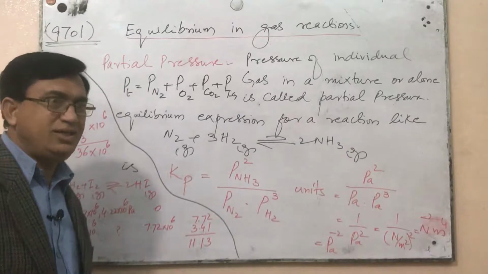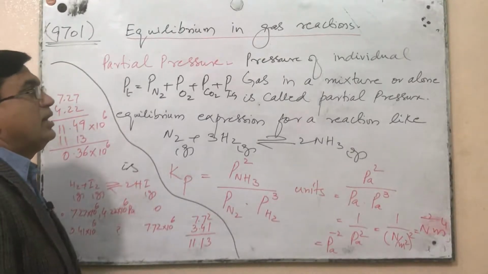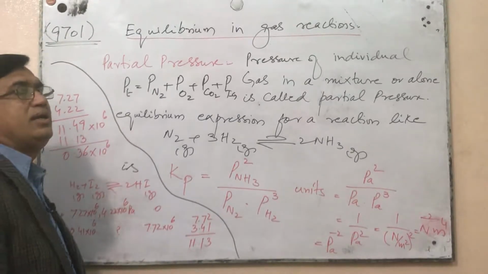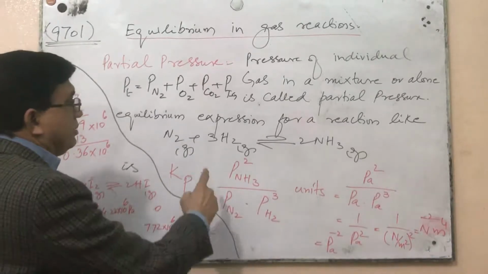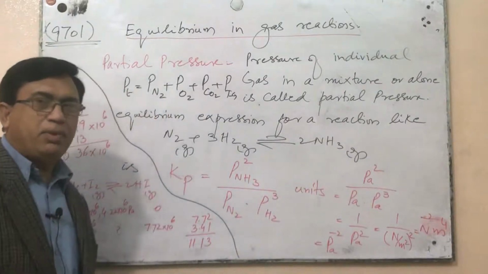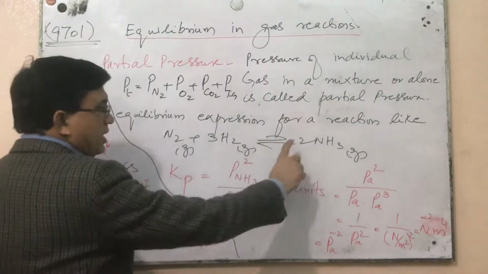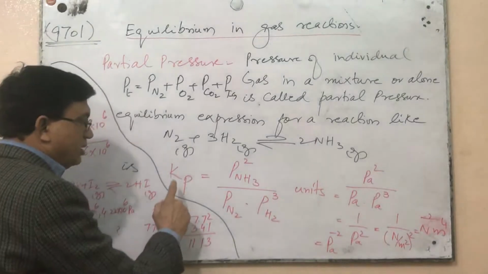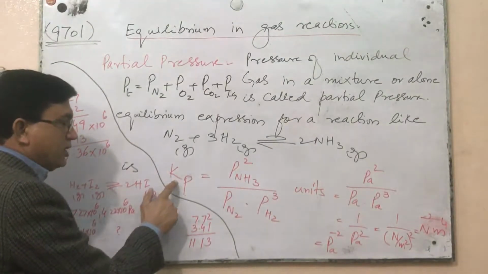Now, the equilibrium constant expression for a gaseous reaction can also be written, just like we have already written Kc for different chemical reactions indicating concentration. For example, take the reaction of ammonia formation in the Haber process. For this reaction, in a similar manner, we will write the equilibrium constant expression Kp.